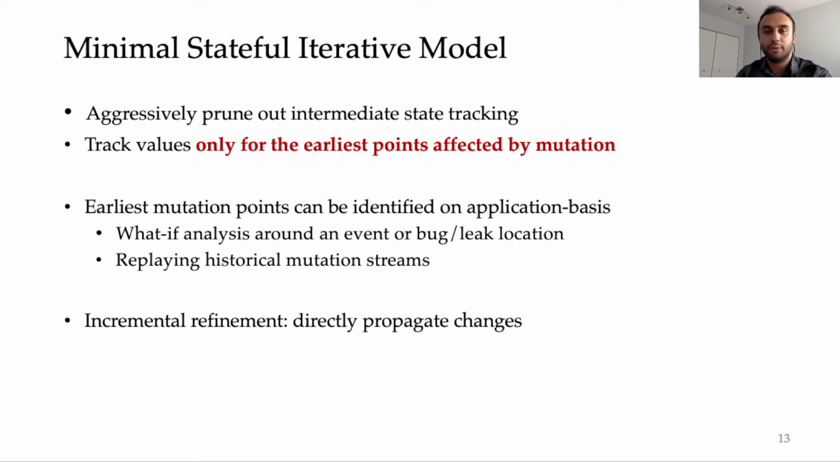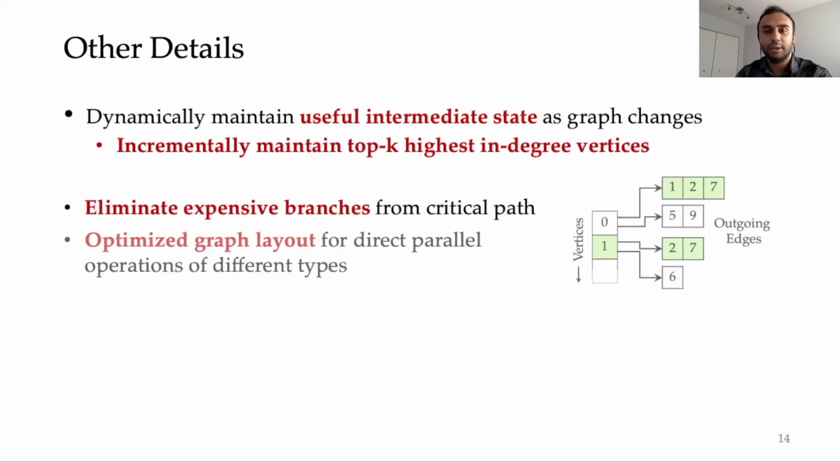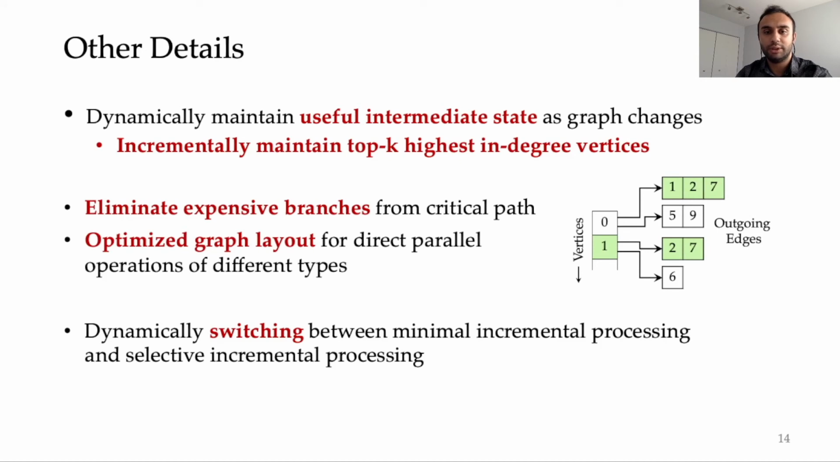For example, performing what-if analysis around certain vertices, or replaying historical streams, or identifying hot regions where mutations are likely to occur. There are several important details about our memory-efficient models that I haven't covered in this talk. For example, we developed a strategy to dynamically maintain the top k in-degree vertices to continuously capture better candidates for tracking as they arrive. We also developed an optimized graph layout that actively reduces expensive branch operations from the critical path. To know more about these techniques, I invite you to read our paper.